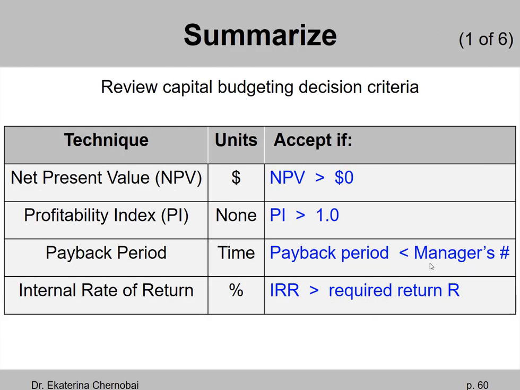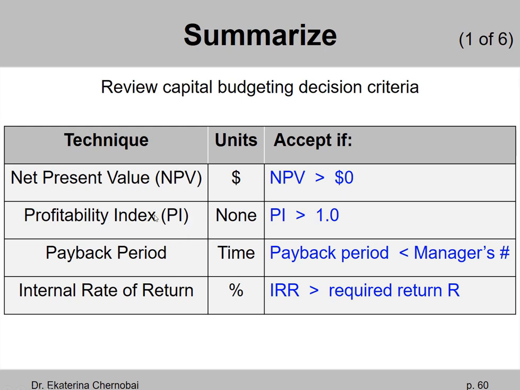Let's summarize chapter 9. We looked at 4 completely different techniques to make a decision on a multi-year project, whether it should be accepted or rejected. So that's also called capital budgeting decisions. For the net present value approach, what we were calculating is the dollar amount, the profit. That was in dollars. And we say that the project should be accepted if the net present value is above $0. Notice how what we are calculating is completely different for the 4 approaches.